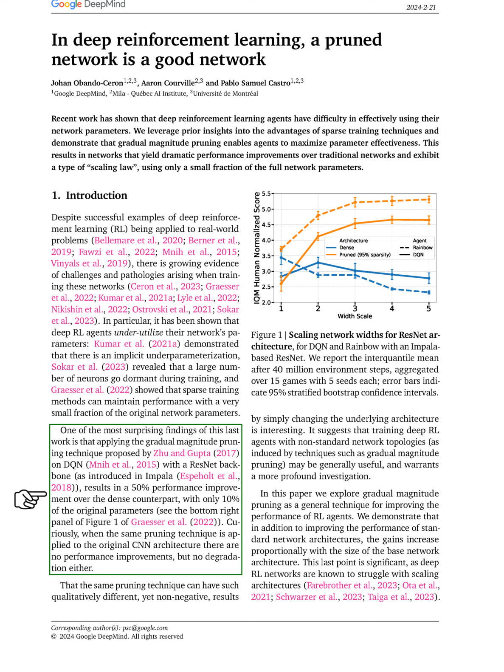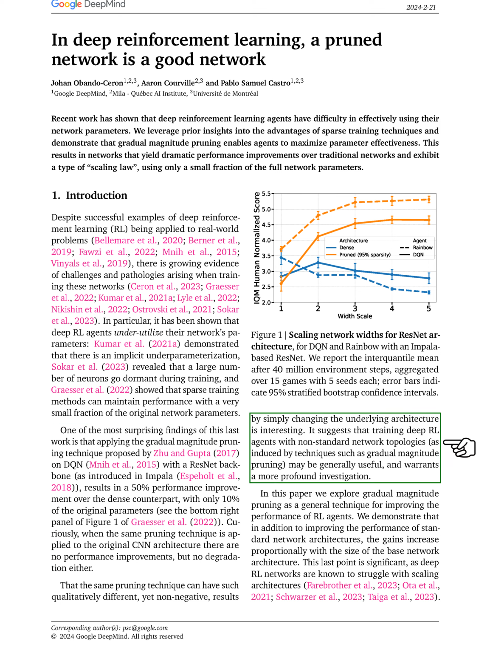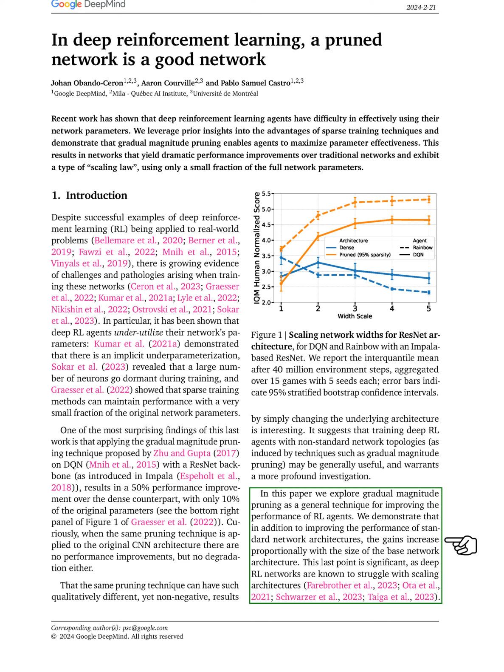However, when this pruning technique is applied to the original CNN architecture, there's neither improvement nor decline in performance. This suggests that the impact of pruning depends on the underlying network architecture, indicating that using non-standard network topologies might be beneficial for training deep RL agents. In our paper, we explore gradual magnitude pruning as a technique to enhance the performance of RL agents.